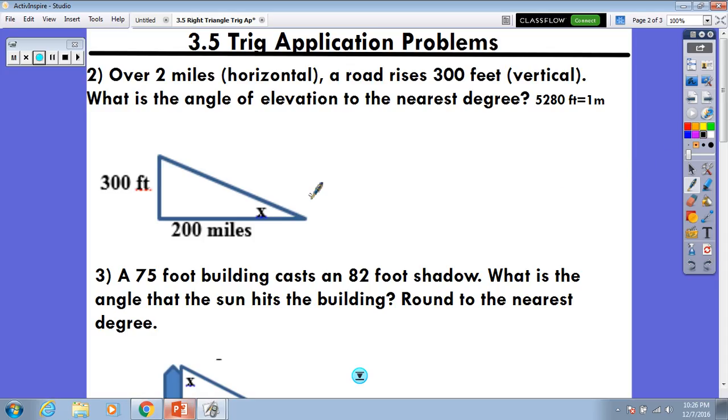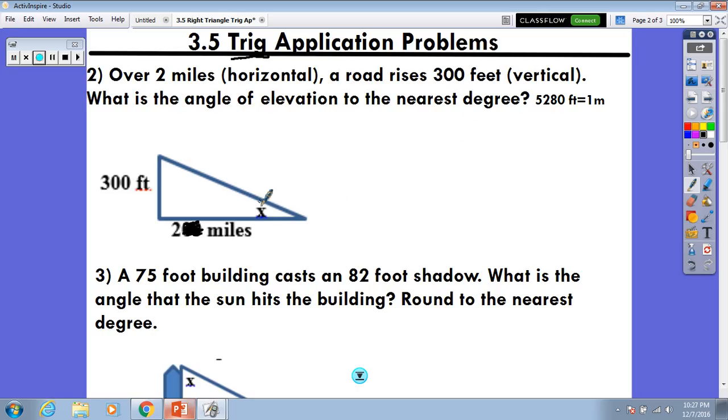So here's our first application. Applications is when, you know, they like to tell these wonderful stories, but this time we're using all of our trig functions. So they say, number 2, over 2 miles horizontal. So here's our horizontal piece, and this should be 2 miles, not 200 miles. Okay, 2 miles horizontal. Horizontal means side to side. A road rises 300 feet. Okay, so this is how high the road is increasing. So obviously this is the road here. Alright, they're asking us, what is the angle of elevation to the nearest degree?